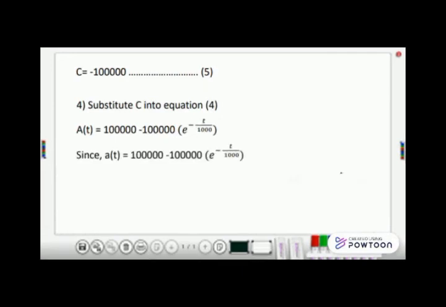Since A(t) equals 100,000 minus 100,000 times e to the power of negative t over 1000, then at time t, the amount of salt is 100,000 minus 100,000 times e to the power of negative t over 1000 kilograms.